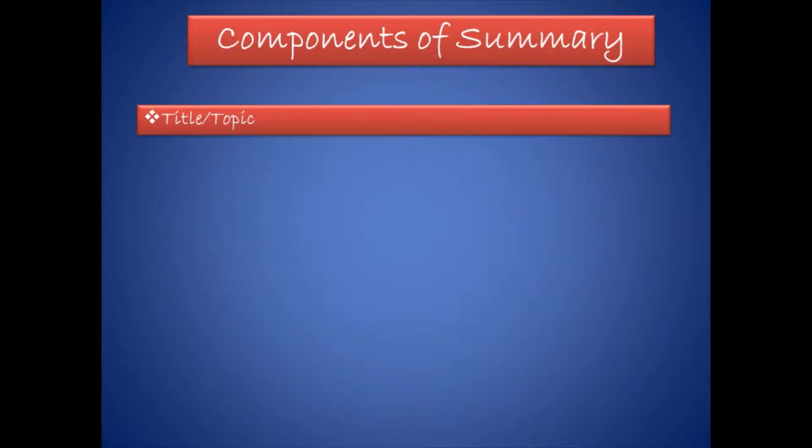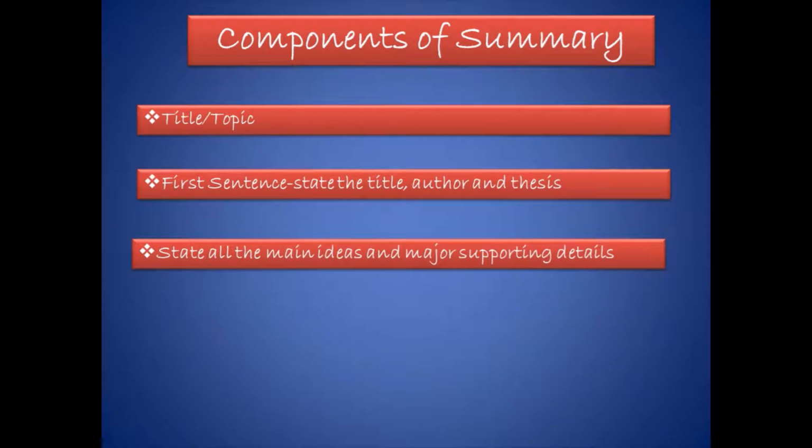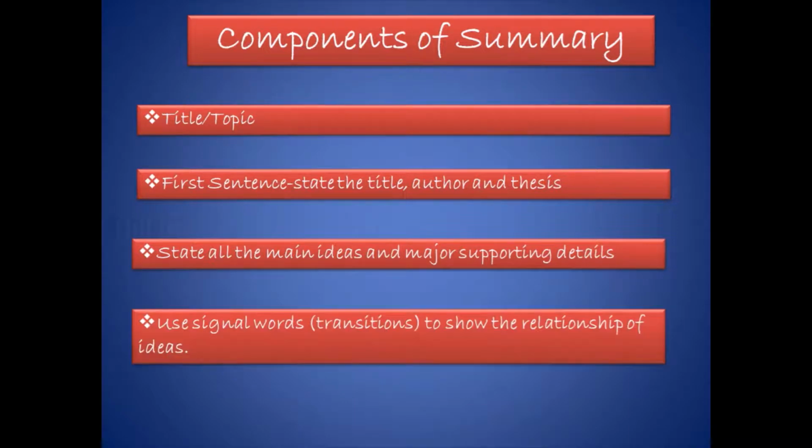Now, what are the components or parts of your summary? First one, the title or the topic. Next, the first sentence must state the title, author, and thesis. That is very important. Next one, state all the main ideas and major supporting details. After the main idea, you should state the supporting details and remember to strain or choose important details only. And the last one, use signal words or transitions to show the relationship of ideas.